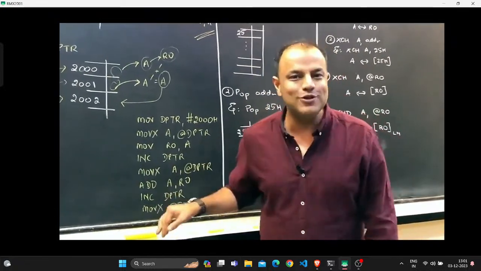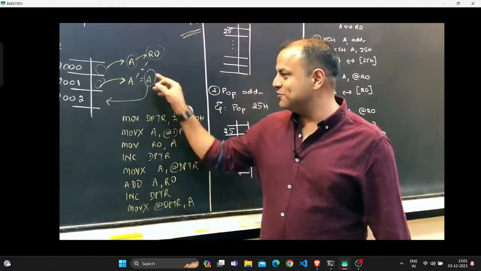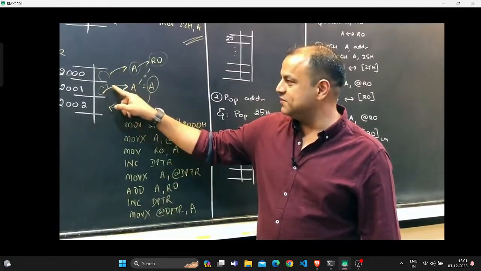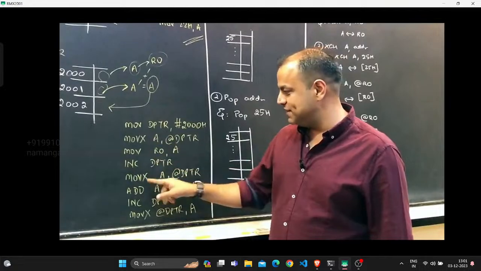You're storing the value from A to the location pointed by DPTR in the external RAM. This is a MOVX because you're transferring into external RAM. This is MOVX, this is MOVX, this is MOVX. The others are normal instructions. So MOVX, and MOVX.